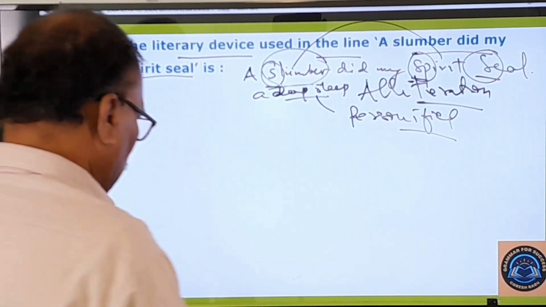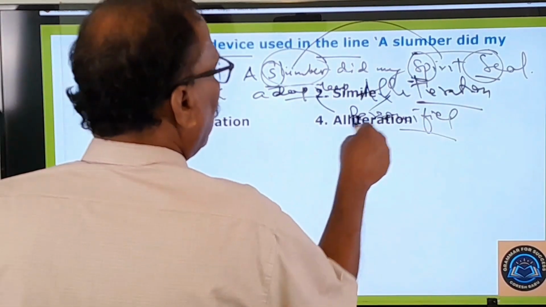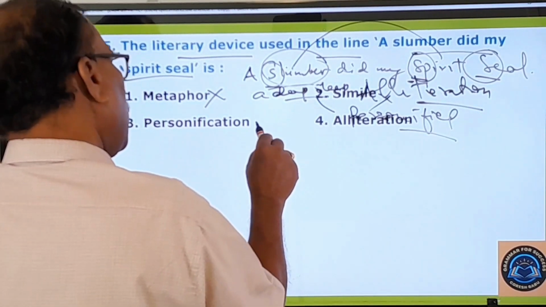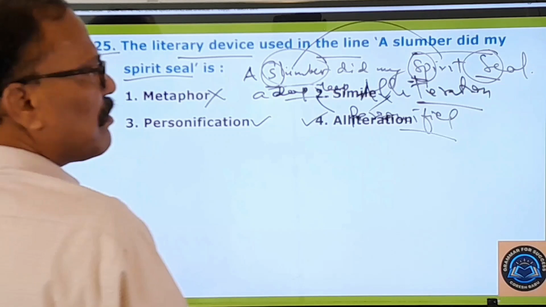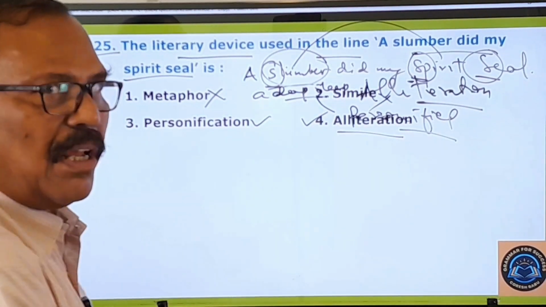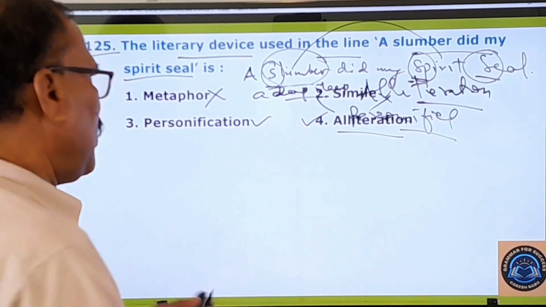So here let us look at the options given. Metaphor wrong, simile wrong, personification it's right, of course, and alliteration is also right. That's why this kind of confusing options should not be given in the examination. This is right, this is right.